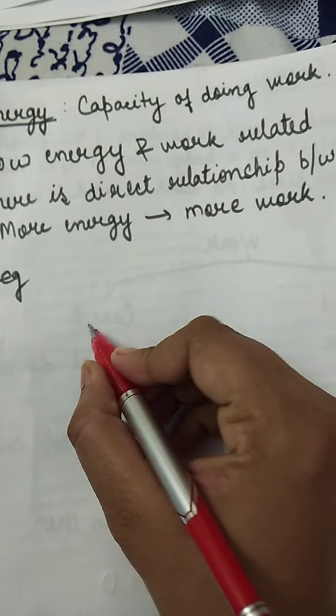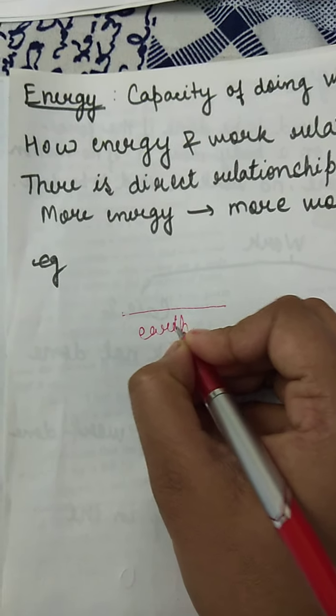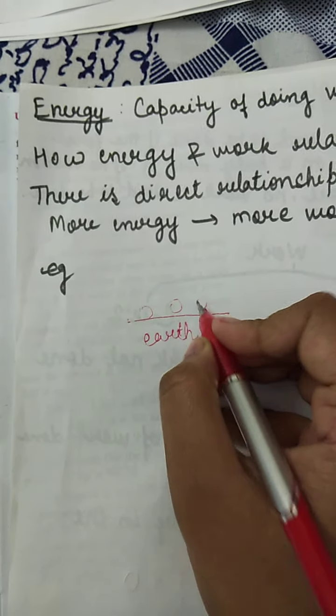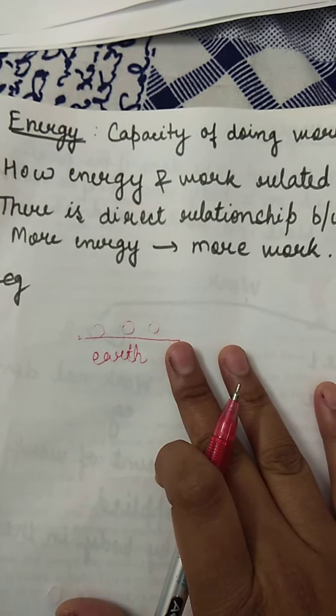Now students, we are going to understand the relationship between work and energy, or energy and work. How are they related with each other? So let's understand this with an example. Students, we know that everything rests on the surface of the earth. It can be any matter. All the matter rests on earth.